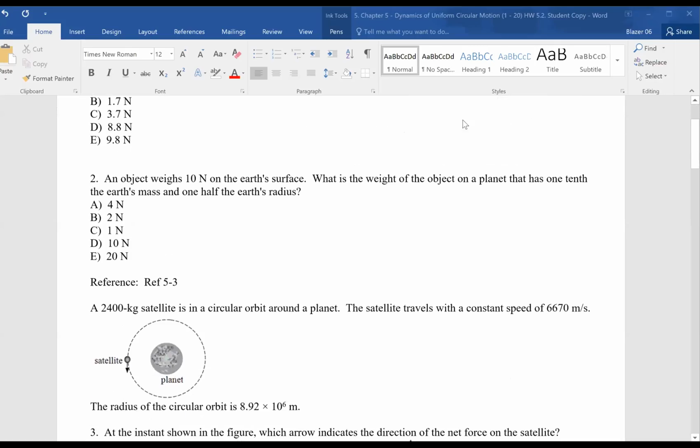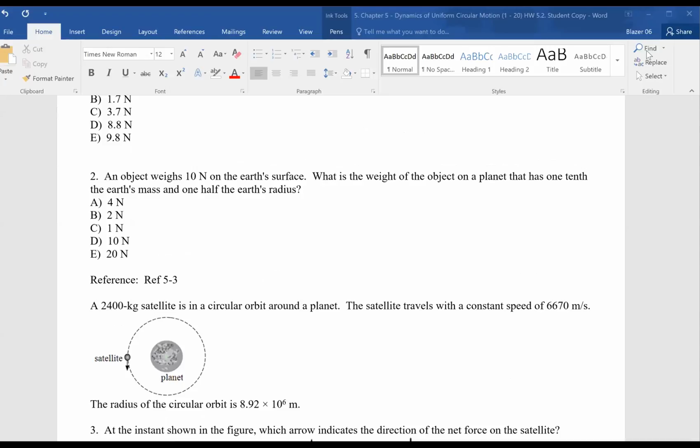Okay, so our next problem says, an object weighs 10 newtons on the Earth's surface. What is the weight of the object on a planet that has 1/10 the Earth's mass and 1/2 the Earth's radius? Okay, let's go to our whiteboard and let's share this problem.